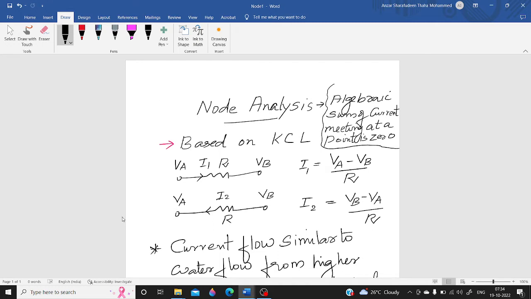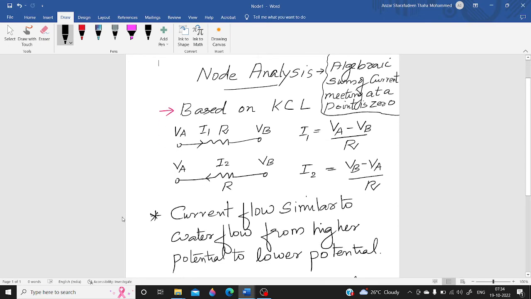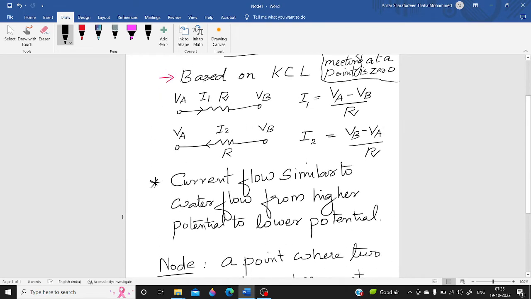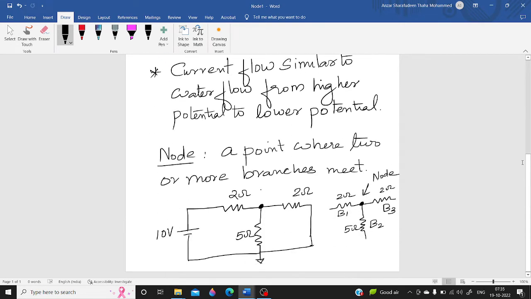So this is the basic concept. We need to know only this concept, that current flow is similar to water flow. That is, current flows from a higher potential to a lower potential, similar to water flowing from a higher level to a lower level. And now coming to nodal analysis, let us define what a node is.